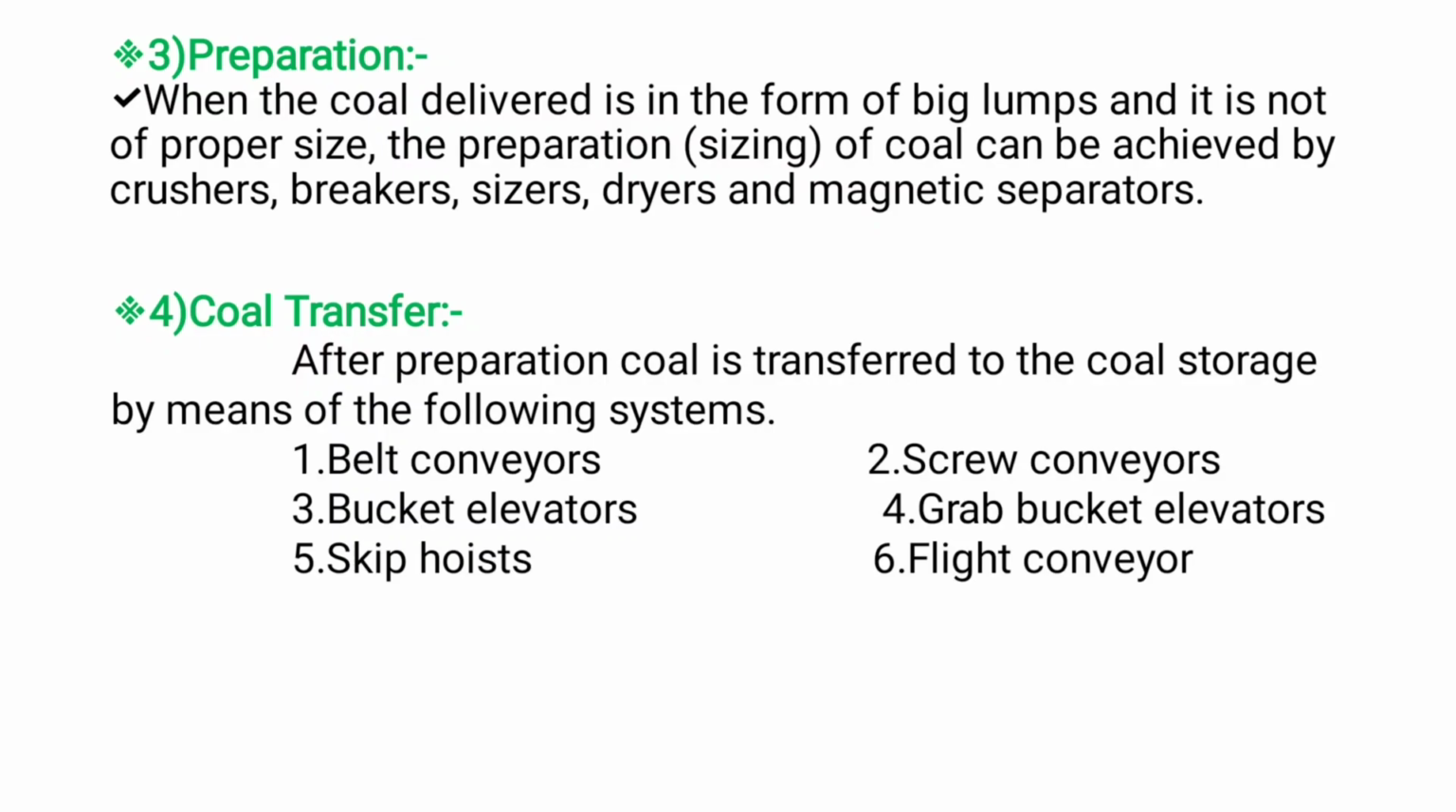Preparation. The coal cannot be of proper size when it is delivered in the form of big lumps. The preparation of coal can be achieved by scissors, crushers, and breakers. Coal transfer. After preparation, coal is transferred to the coal storage by means of the following systems: belt conveyor, bucket conveyor, screw conveyor, grab bucket elevator, flight conveyor, and skip hoist.